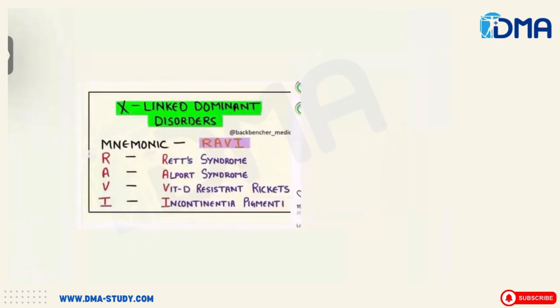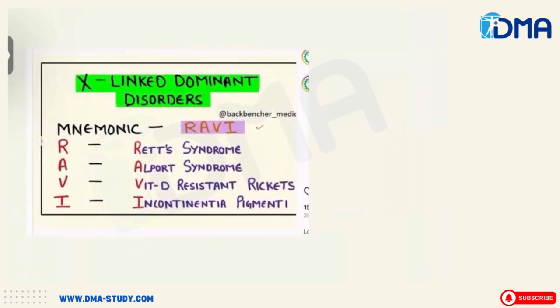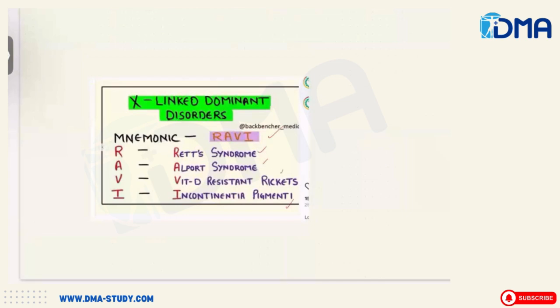Then X-linked dominant ones are very easy. Remember it as Rabi: Rett syndrome, Alport syndrome, vitamin D resistant rickets, and incontinentia pigmenti. Okay, try to remember this.